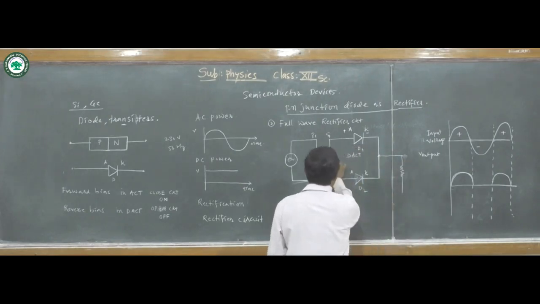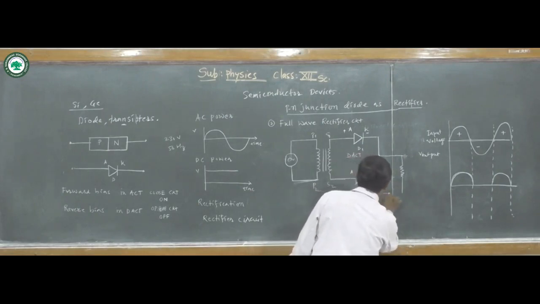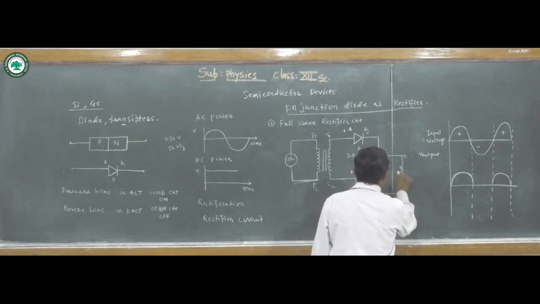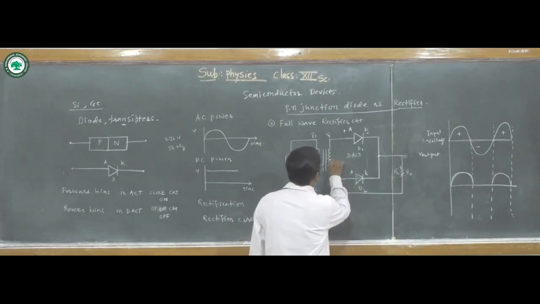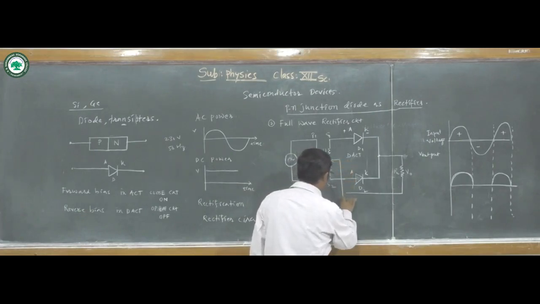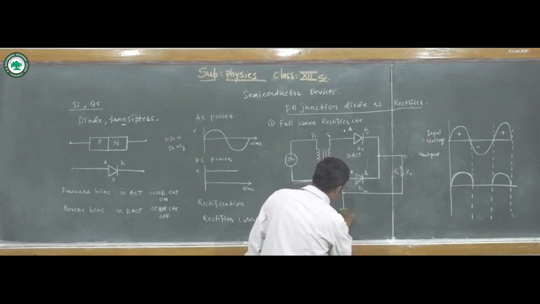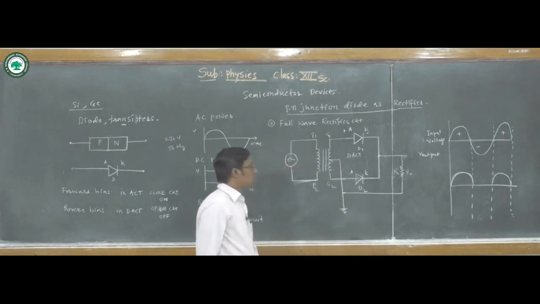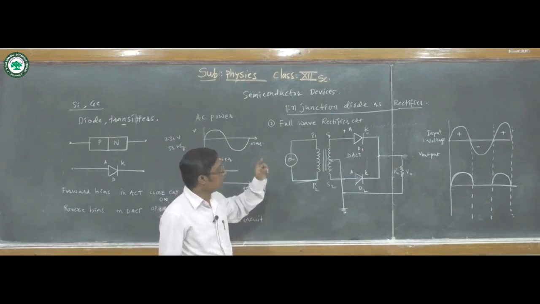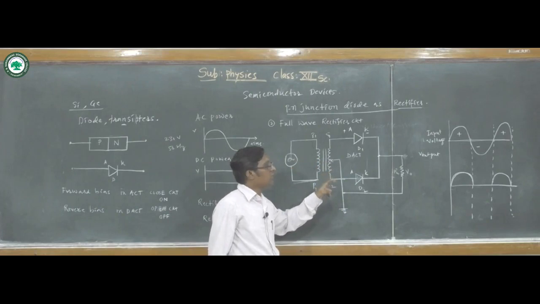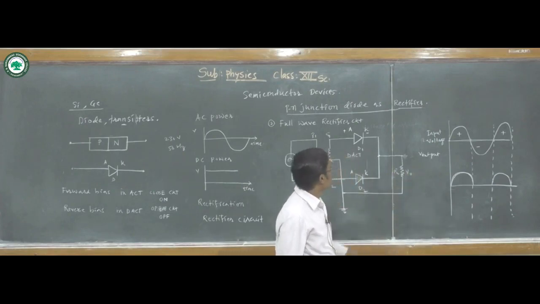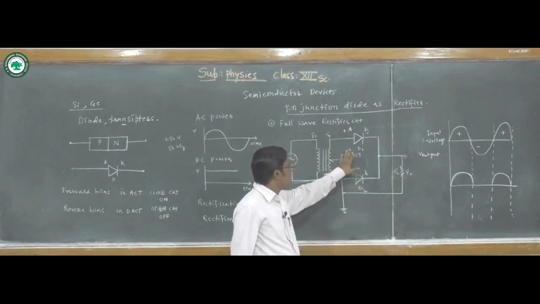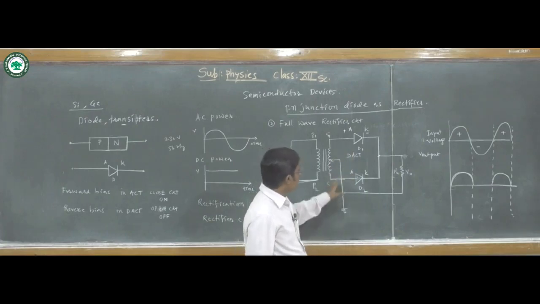Another terminal of this load resistance, here is the V output, is connected to the center tap. A center tap transformer is used, and this is grounded. This is the difference in the full wave rectifier. To overcome the difficulty that we do not get a full wave here, we use these two diodes in this manner.